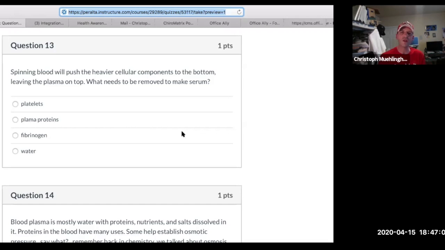All right, number 13. Spinning blood will push the heavier cellular components to the bottom, leaving the plasma on top. I talked about that before. What needs to be removed to make it serum? Anybody who hasn't spoken yet?